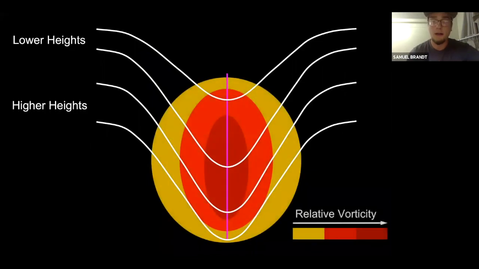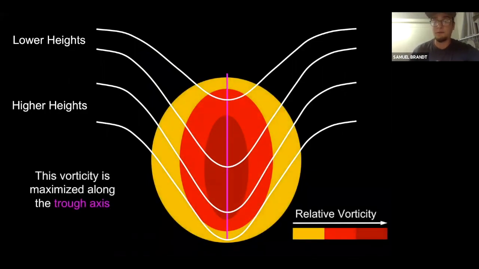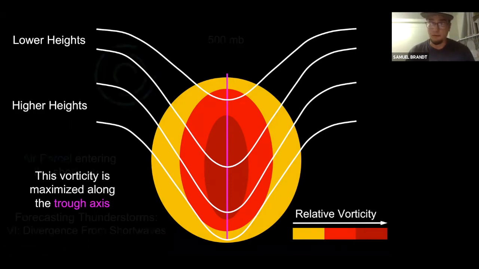So now looking at the pattern of vorticity, you can see it's maximized along the base of the trough where the wind turns the most. We call it the axis of the trough. So all this is well and good, but how do we get divergence out of this?